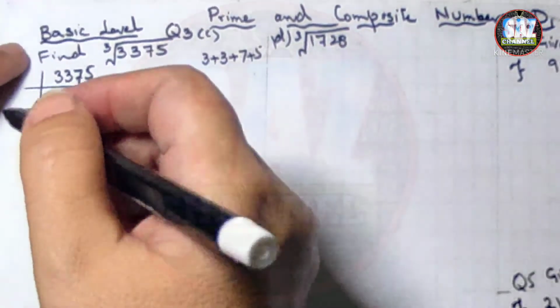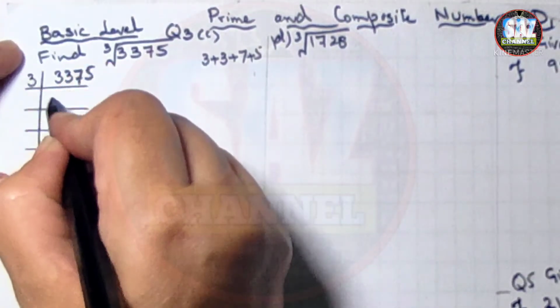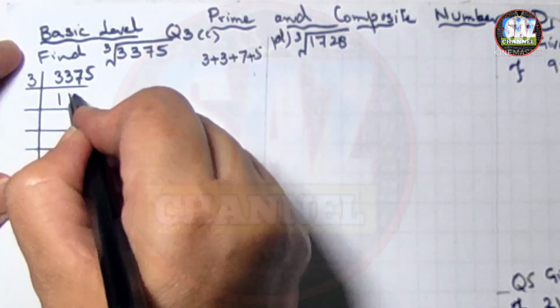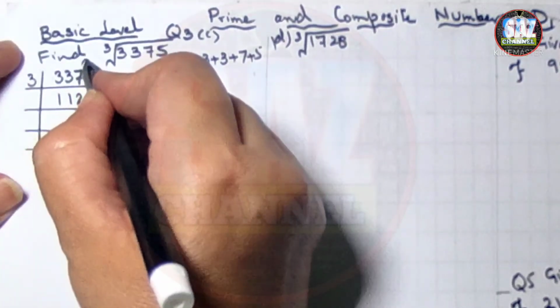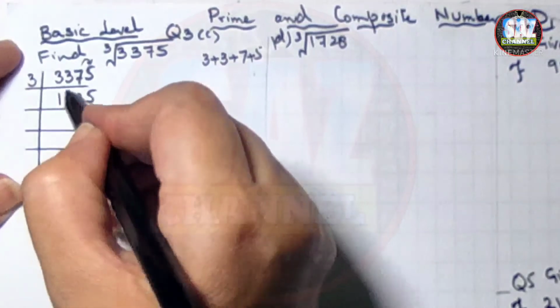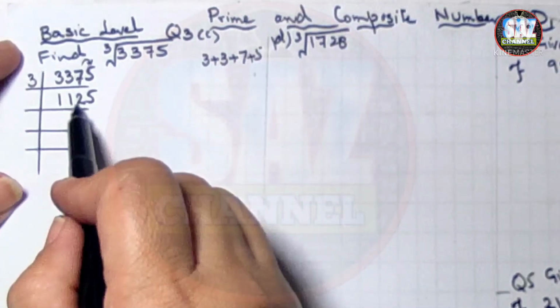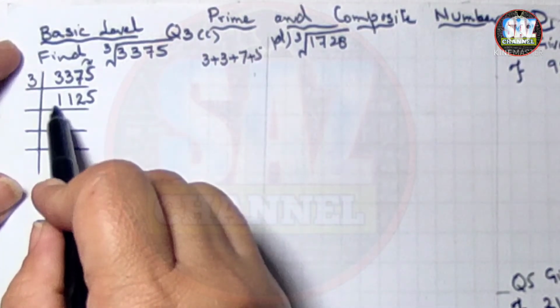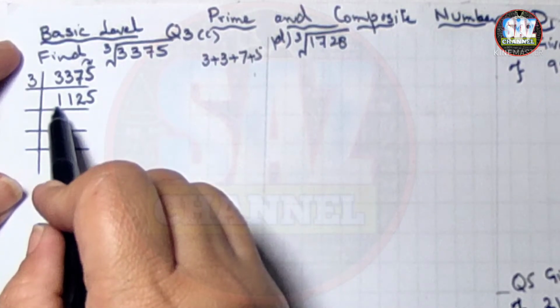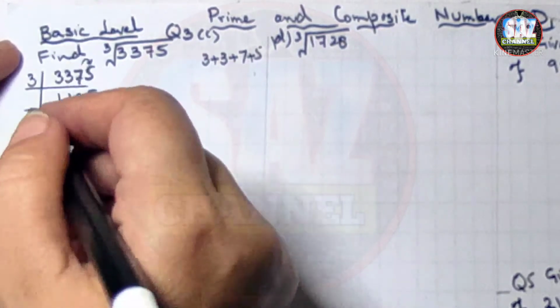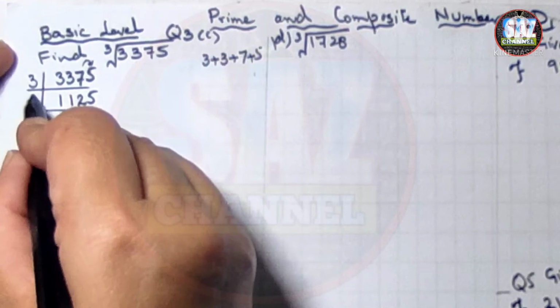So let's give it a try. 3 ones are 3, 3 twos are 6, 1 will be given to 5, and 3 fives are 15. Again, 5 plus 2 is 7, plus 1 is 8, plus 1 is 9. As the sum of the digits is divisible by 3, this 1125 will also be divisible by 3.